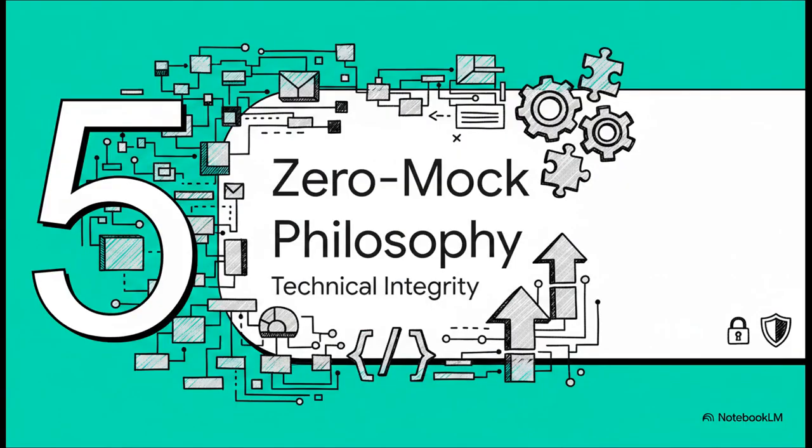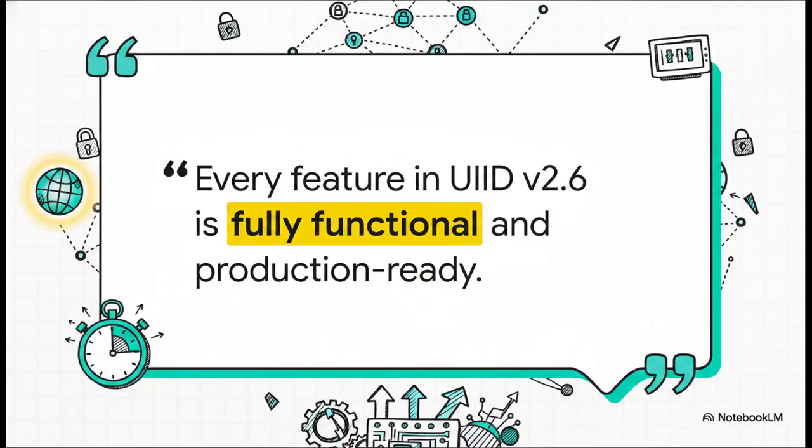And finally, Section 5, the Zero Mock Philosophy, built with technical integrity. So the Linkspreed engineering team operates on a very strict mandate. According to their official release notes, following the zero mock policy, every feature in UIID v2.6 is fully functional and production ready. There are absolutely zero placeholder systems here. The nanosecond tracking, the IP attribution, the whole shebang is all integrated directly into the core kernel of the identity framework. It's literally built for professional-grade reliability from day one.